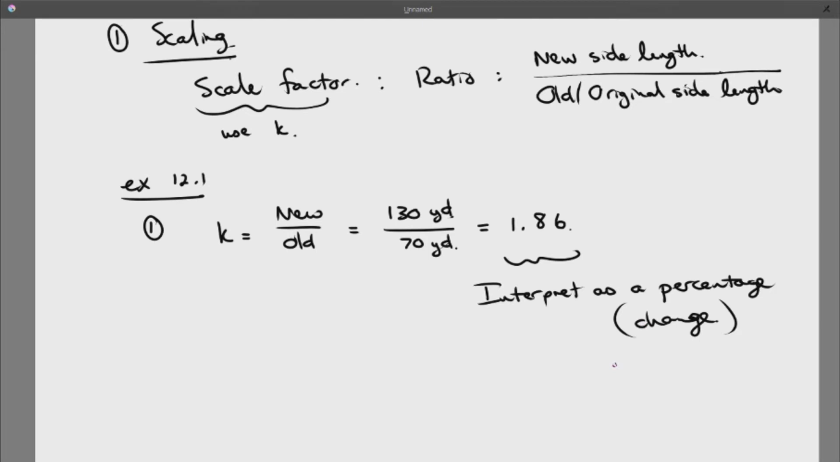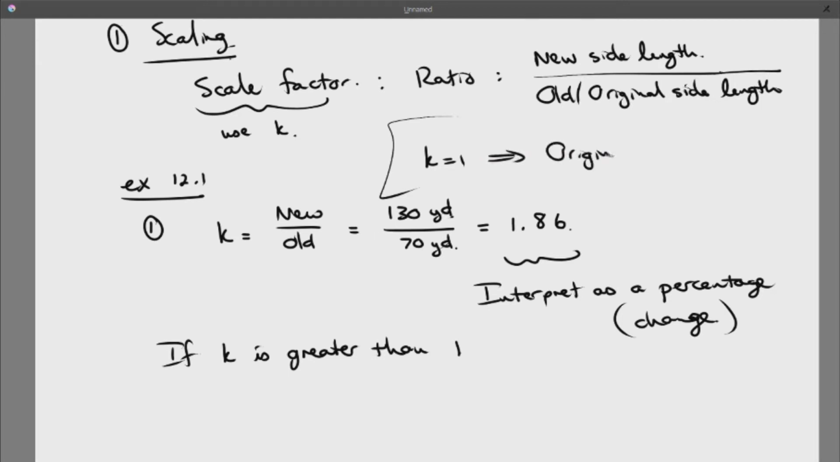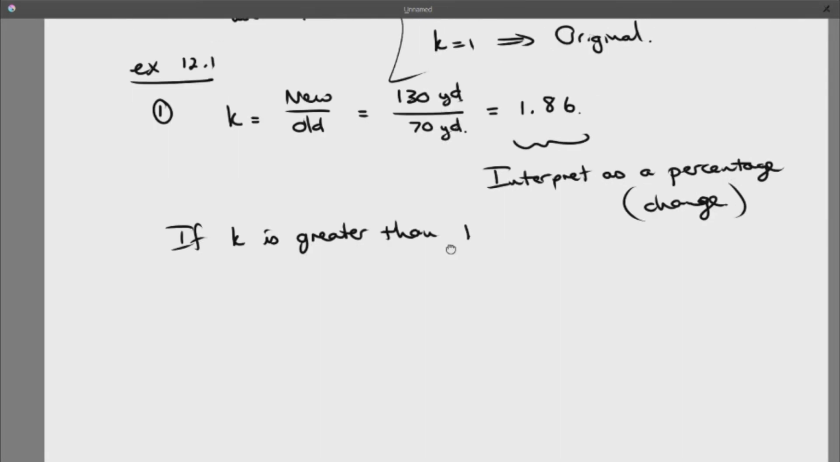Now, we have done some of that in 142, but some of you haven't done 142, some of you blocked it out, some of you have just forgotten, so we'll just do it again. How do I interpret this? Well, there are different cases. If my scale factor is greater than 1, well, first of all, if it is 1, if k is equal to 1, it means nothing has changed. It's the exact same as the original. So that refers to the original. So now if I have a 1.86, that means the new figure, shape, or whatever, is bigger. It's an increase from the original.